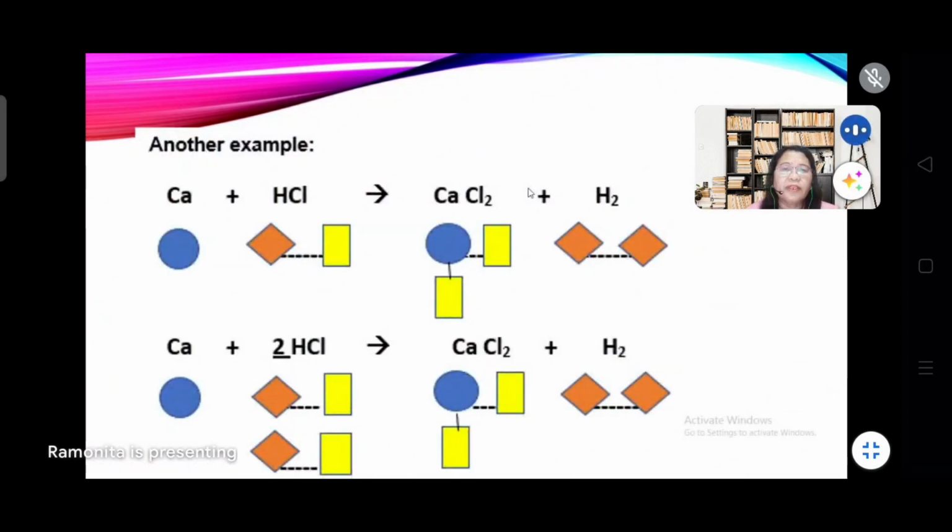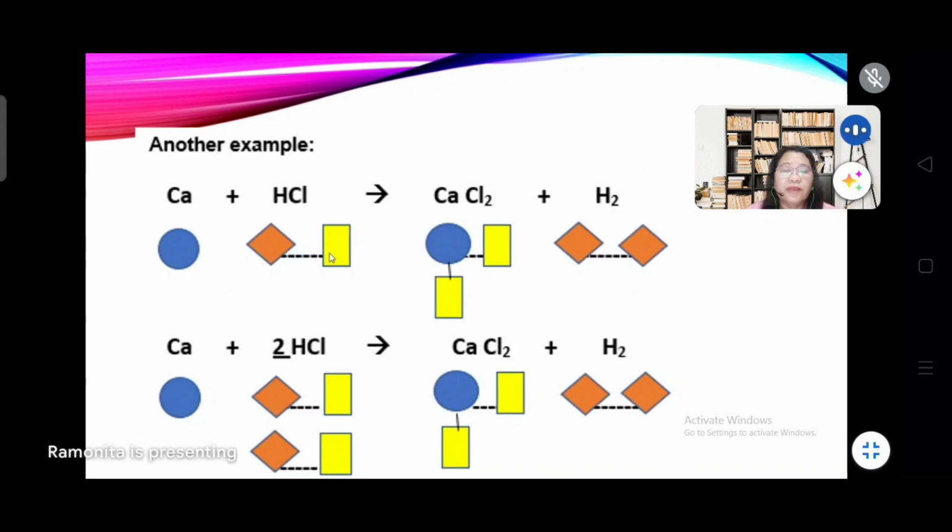Okay, I have here another example. We have here calcium reacts with hydrochloric acid, produce calcium chloride plus hydrogen gas. Okay, so we have here some symbols that represent the elements. The shape of a circle represents the calcium, the diamond is for the hydrogen, and the rectangle is for the chlorine.